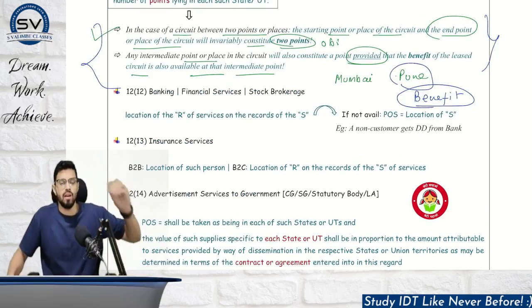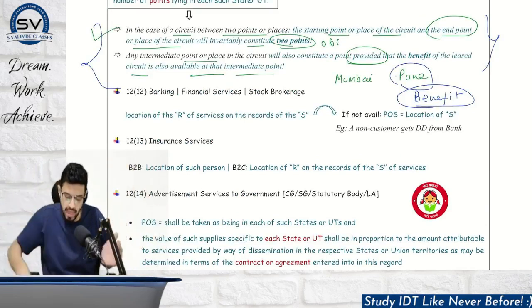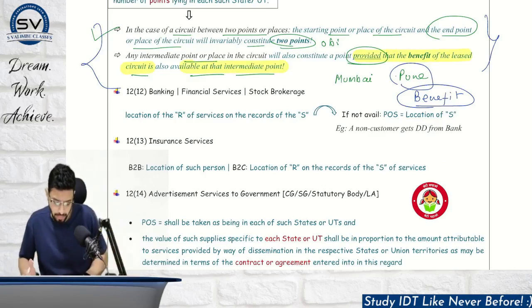Okay, so first point and last point, they will always be in the picture. Intermediate points will be there in the picture if you answer this critical question as to whether the benefit of that lease circuit is available at the intermediate point or not.